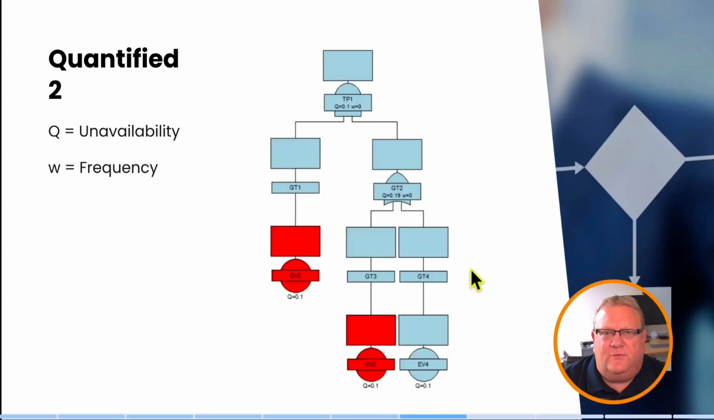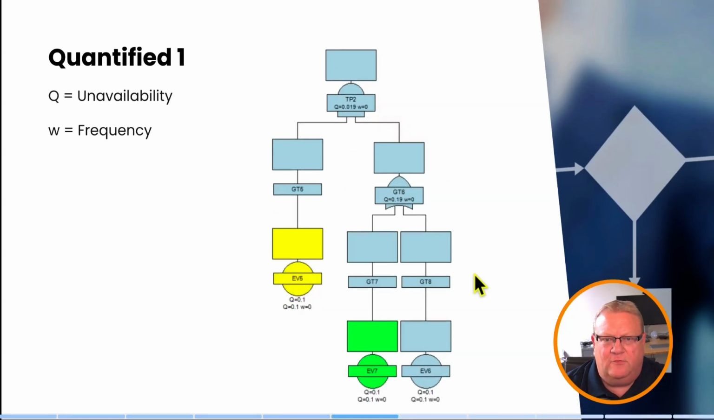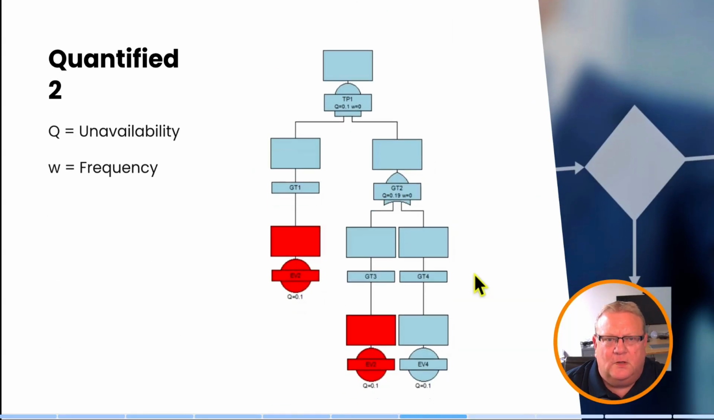Now, if I quantify that tree again, except I've coloured these two red, really just to show that they are the same event. So instead of on the previous one, just go back. On the previous one, event 5 and event 7 were different events. On this one, event 2, you'll notice the label's the same for both of those events because they're the same event. I saw this recently on a functional safety assessment I was leading.